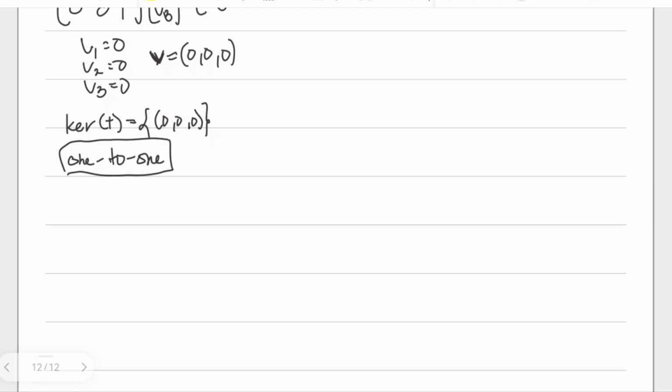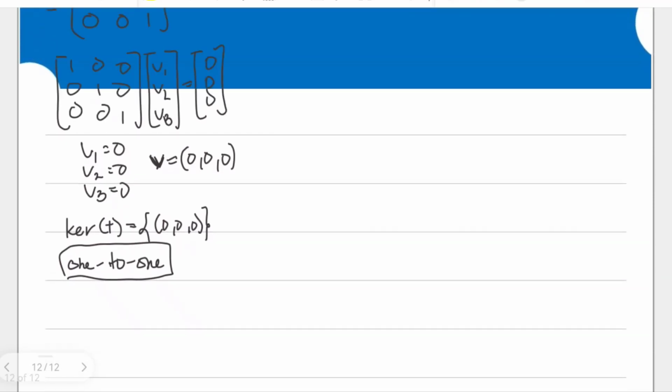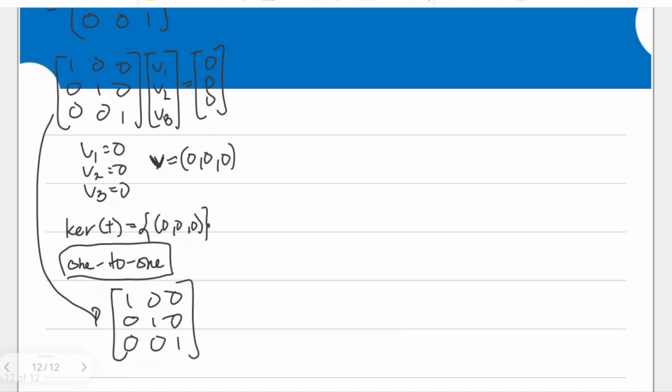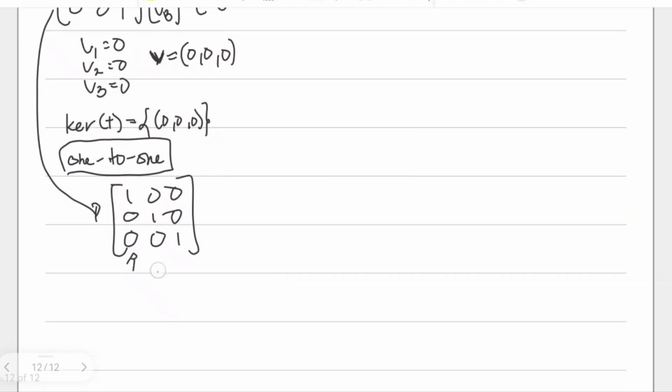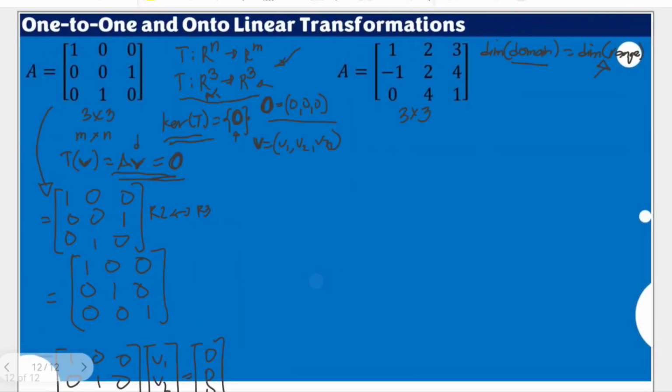Now let's proceed to the identification of an onto linear transformation. As mentioned, we shall use the same reduced row echelon form: 1, 0, 0, 0, 1, 0, 0, 0, 1. Because we are going to come up here with the basis of the range and the dimension of the range. We have here 3 columns with leading ones, or in short, 3 pivot columns. These 3 pivot columns correspond to the 3 original columns of your initial matrix.